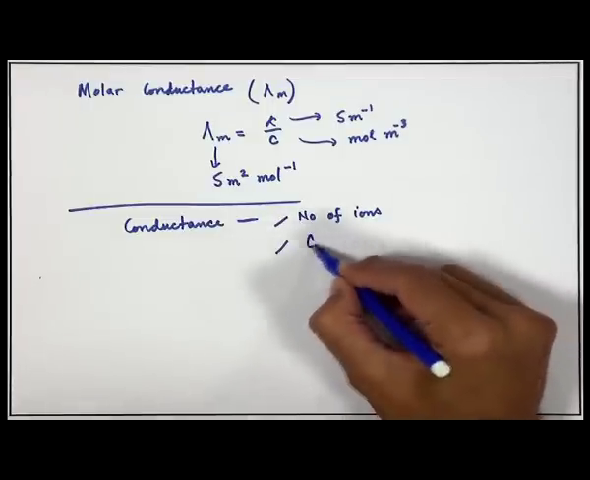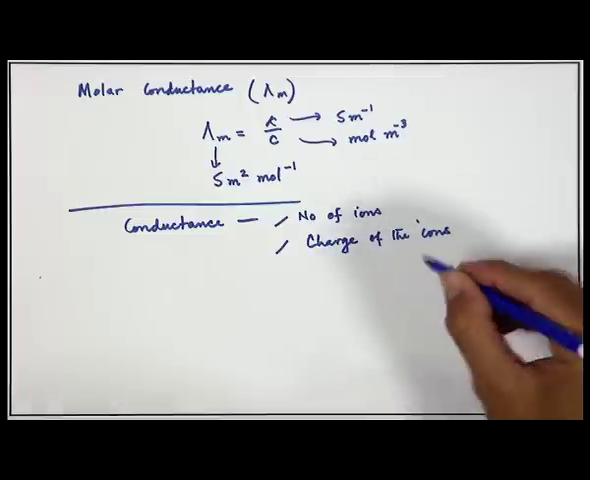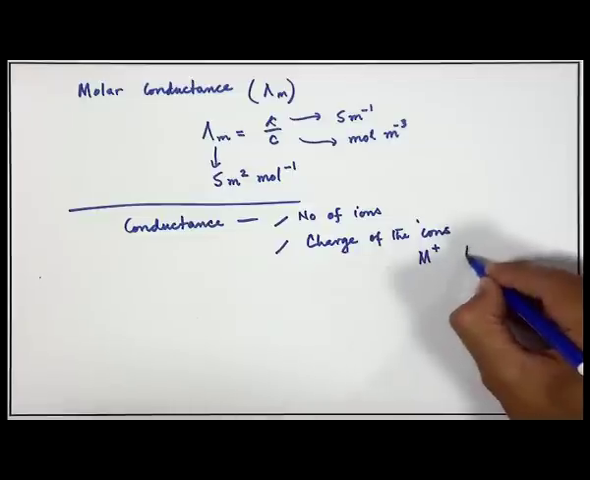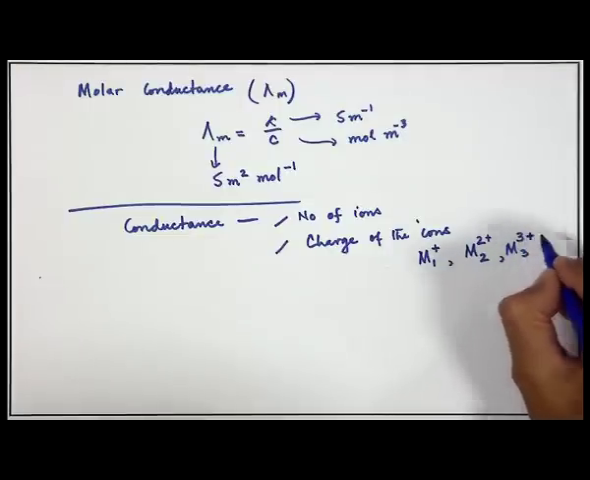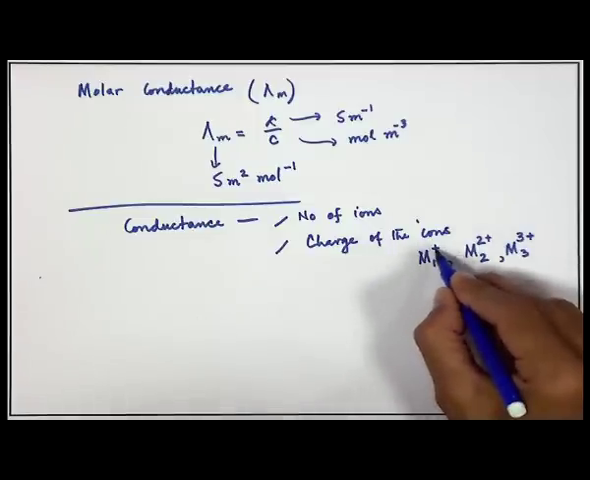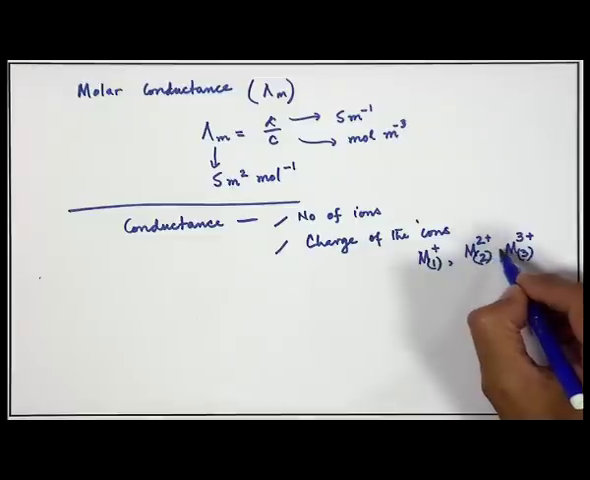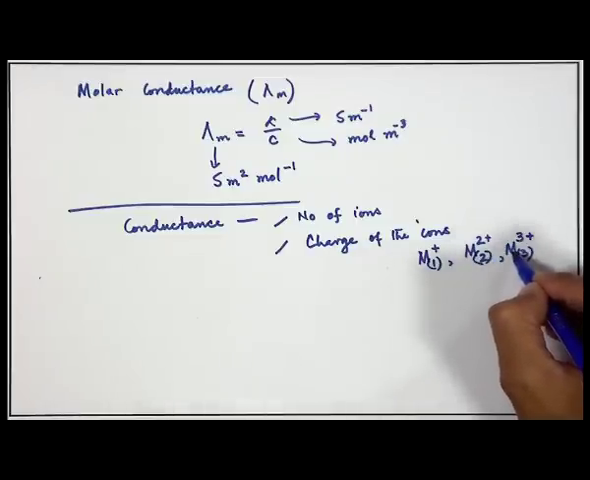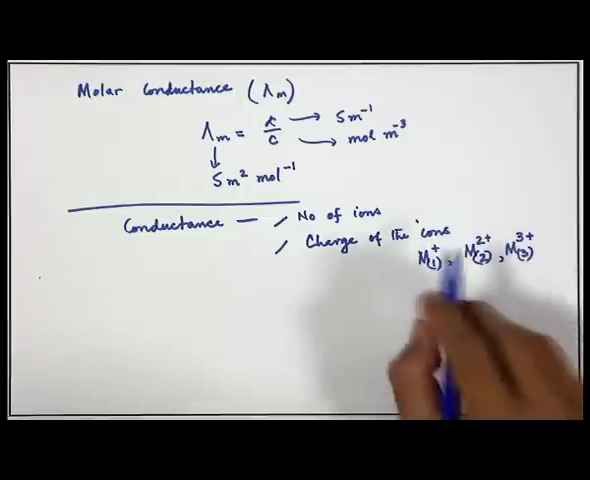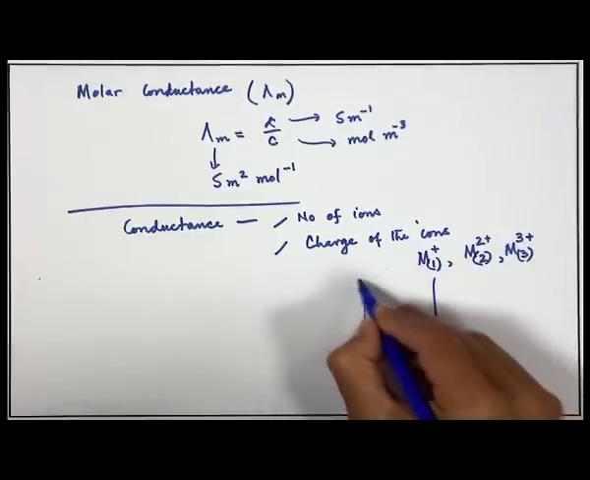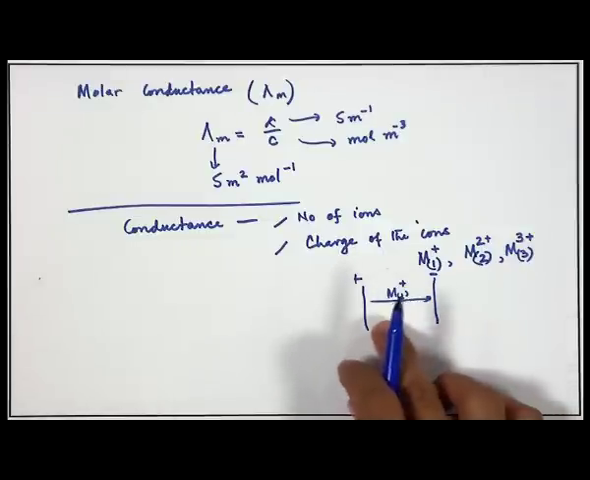Then the charge of the ion. Suppose you have M1 plus, M2 2 plus, and M3 3 plus. That means one ion contains 3 unit charges, another contains 2 unit charges, and the other contains only a single charge. If M1 plus is transported across the 2 electrodes from here to here, then only 1 unit of charge will be transported.